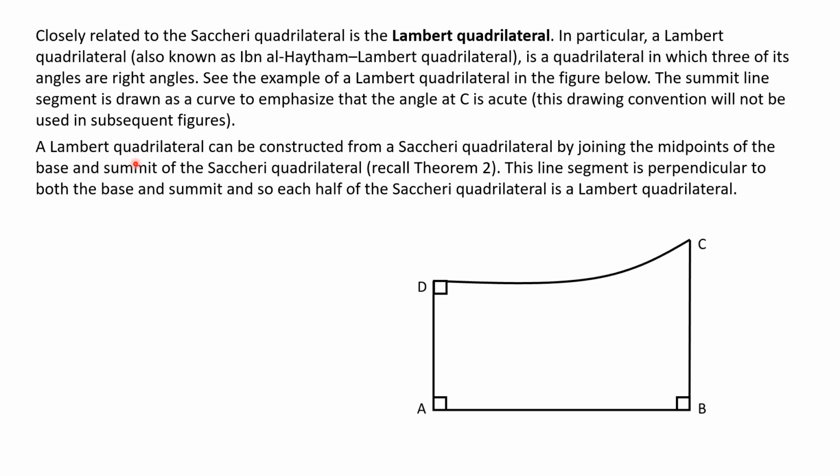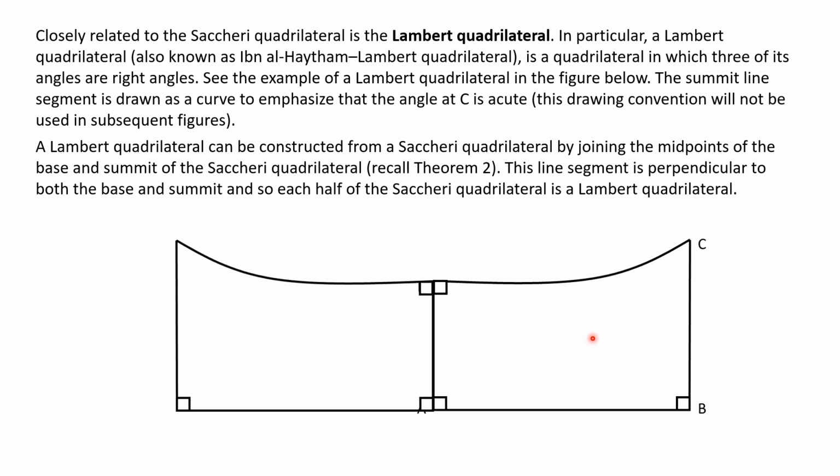A Lambert quadrilateral can be constructed from a Saccheri quadrilateral by joining the midpoints of the base and summit of the Saccheri quadrilateral. This line segment is perpendicular to both the base and the summit. So it might be easier to go in this direction here. If you take a Lambert quadrilateral and you copy it and then just flip it, you get a Saccheri quadrilateral.